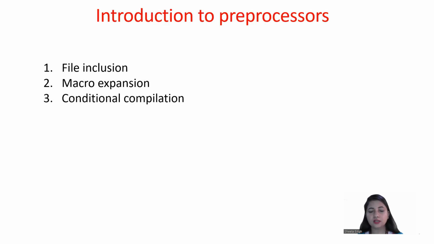A preprocessor is basically a software program that instructs the compiler to perform the pre-processing task, that is, the task before actual compilation. This pre-processing task includes number one, file inclusion, number two, macro expansion, and number three, conditional compilation. So these are the pre-processing tasks which will be performed by the preprocessor.